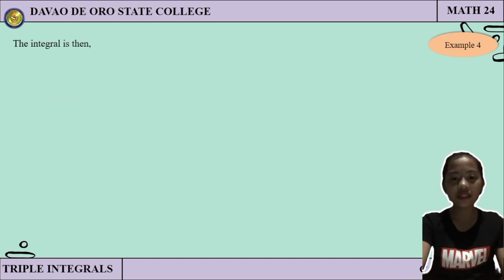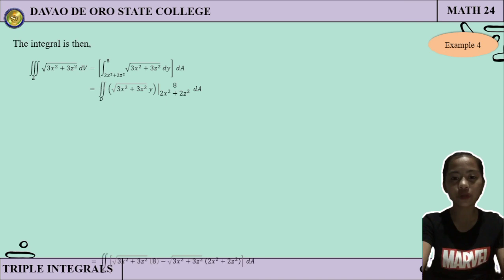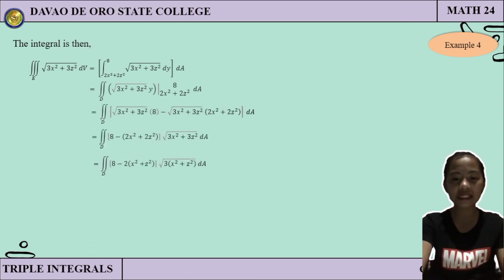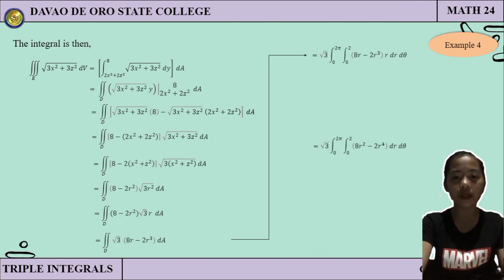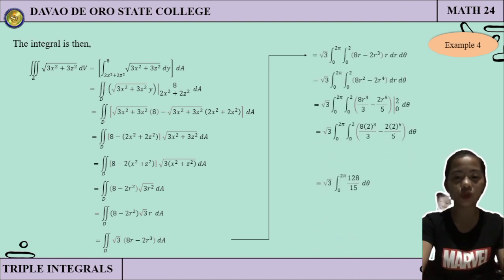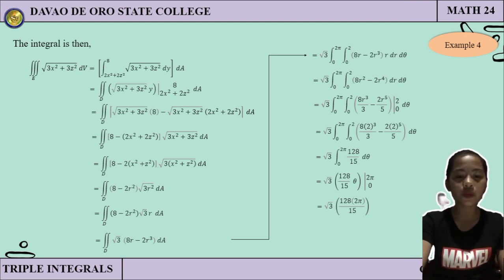The integral is then the triple integral of square root of 3x squared plus 3z squared dV, which is equal to the double integral with upper bound 8 and lower bound 2x squared plus 2z squared, dA. So the new expression will be the double integral of square root of 3x squared plus 3z squared, y from 2x squared plus 2z squared to 8, dA.